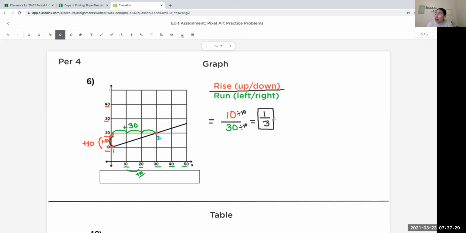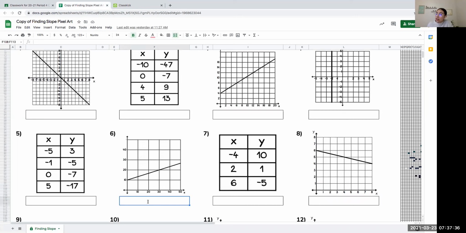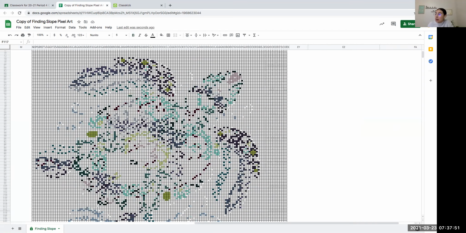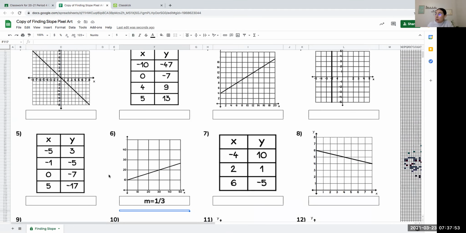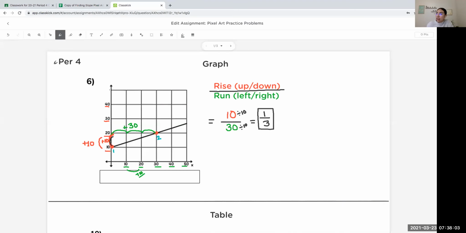So once you have your answer, you want to go back to your homework assignment. On question number 6, you want to go into that box and type in m equals 1/3. I do not have any spaces here. And it turned black, so I know that's correct. And I did get a couple more colors pop up in that picture. So I'm going to go back just so you can see the work.